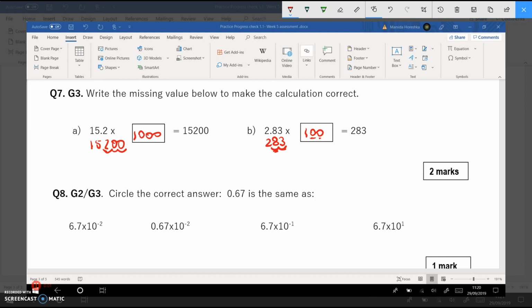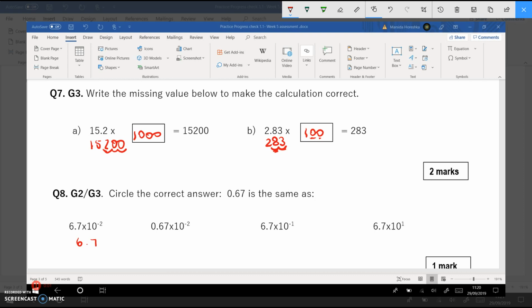Question number 8. Circle the correct answer. 0.67 is the same as which one of these? So this links to scientific notation. We've got 6.7 times 10 to the power of minus 2.